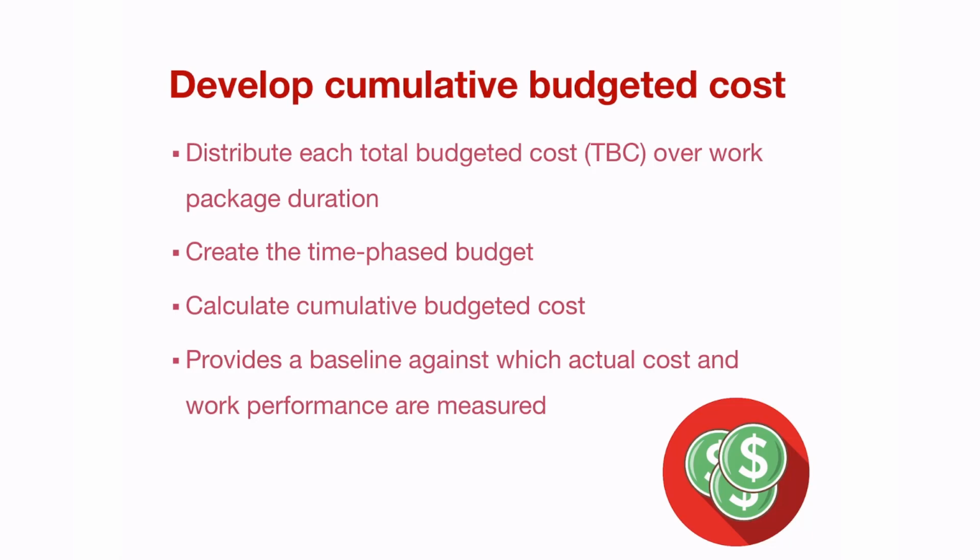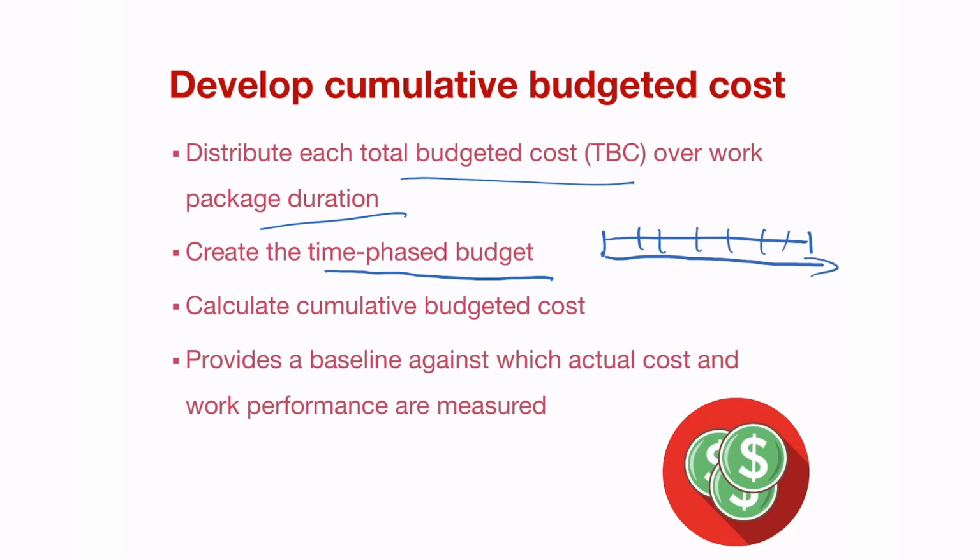You then have to develop a cumulative budgeted cost. You distribute each of the total budgeted costs, the TBC, over the work package duration and create a time phase budget. A time phase budget, in simple terms, is just you take your budget and phase it over a period of time. You break it up into smaller pieces and allocate the time to it, simply taking a budget and phasing it over a period of time.